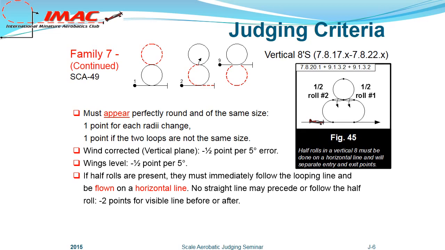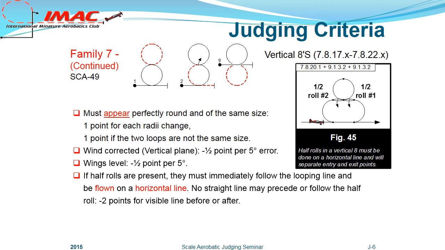At the junction of the loops, there may be 1/2 roll elements. If present, these must be flown on a horizontal line and must immediately follow the completion of one loop and before starting the subsequent loop. There can be no line drawn before or after the roll elements. Any observed line is downgraded by 2 points.